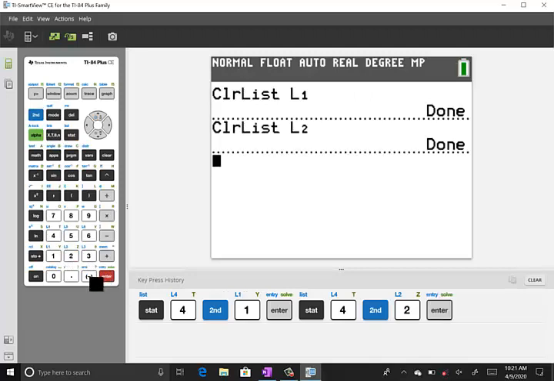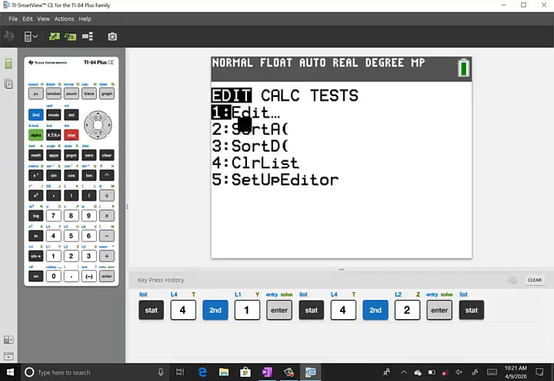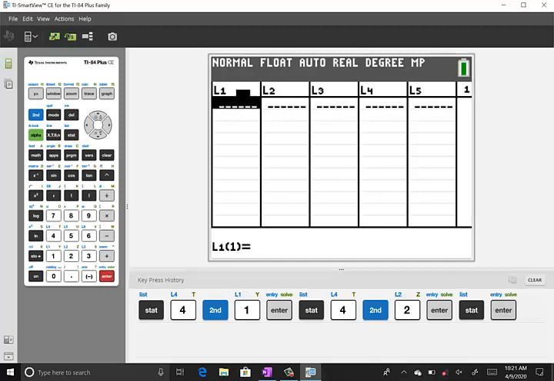Now what are we clearing out? I'll show you in a second. Hit stat again, and you're going to hit edit. So hit enter, and that's what we cleared out. We cleared out L1 and we cleared out L2. A lot of times we forget stuff is there, so we just learn to clear it out to begin with, and then this way we know we can just plug in the numbers. So we only have one list of data. We're only working with one thing, the New York Stock Exchange. So we're just going to put it in L1.